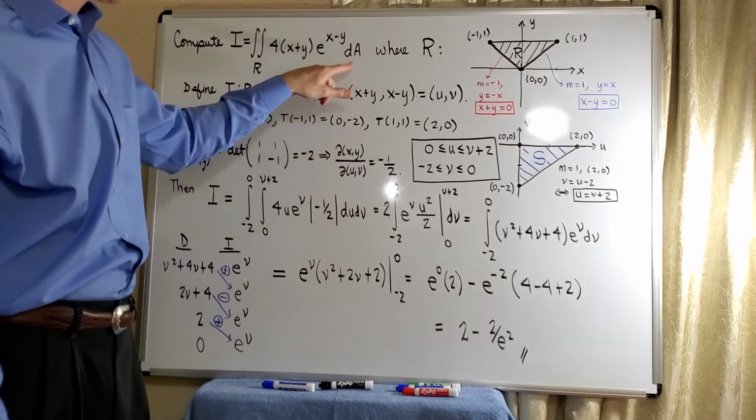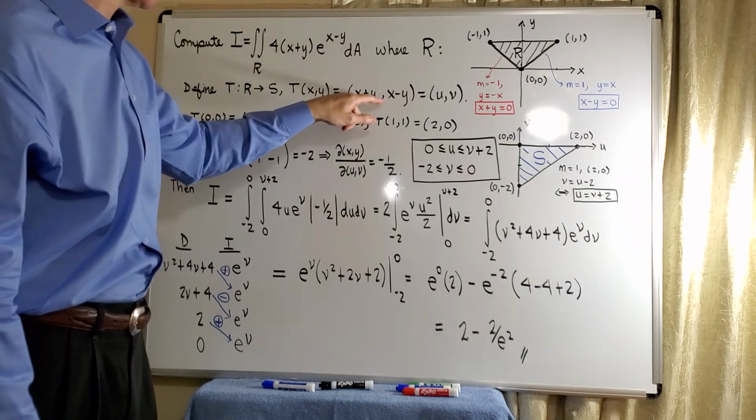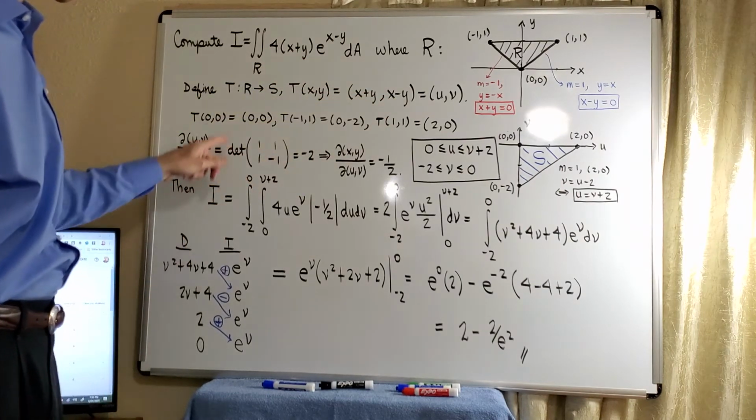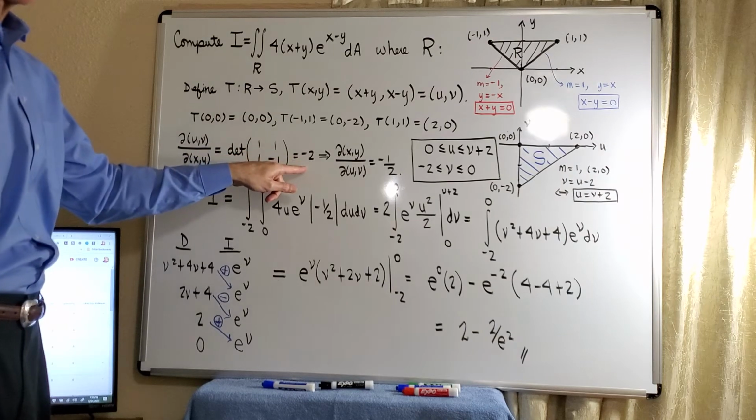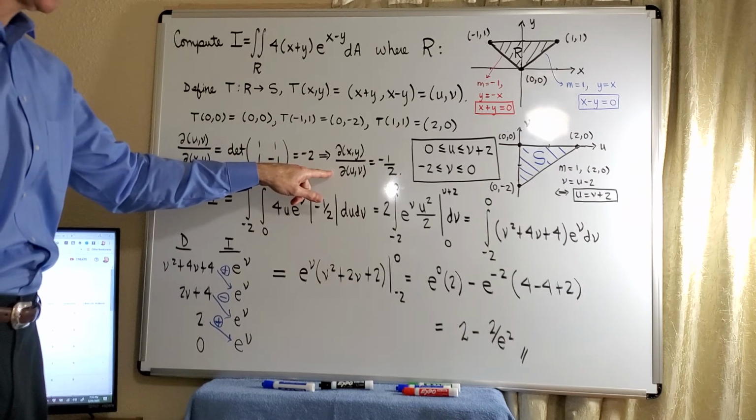So we're going to do some x partials, we get 1, 1. And then we'll do the y partials, we get 1, minus 1. So we have this. When we do the determinant, we get -2. But this is the Jacobian that we need for the theorem.